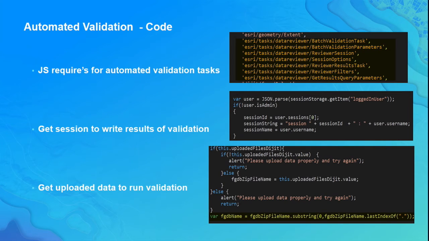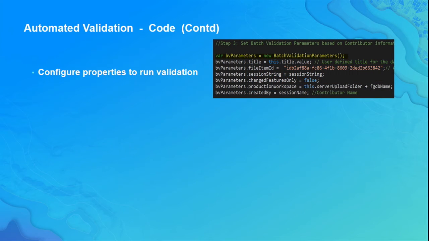Once we got that information, we got the uploaded zipped file geodatabase that he provided, and then got that information as a file geodatabase. Once I have the file geodatabase, I configured those properties as part of batch validation parameters. And when I did that, I configured an organization-based batch job, which ran behind the scenes and actually returned back some issues.